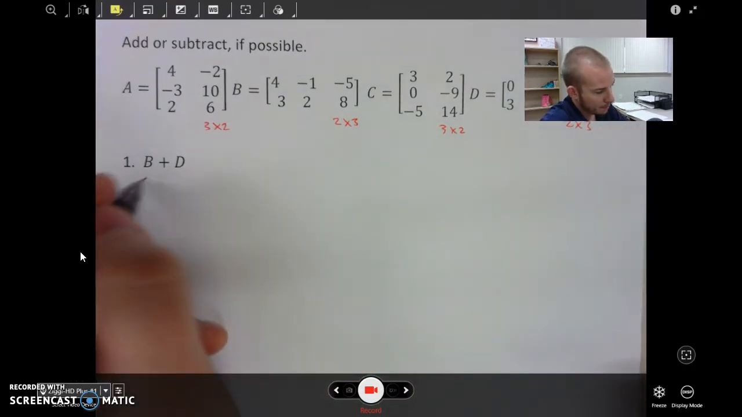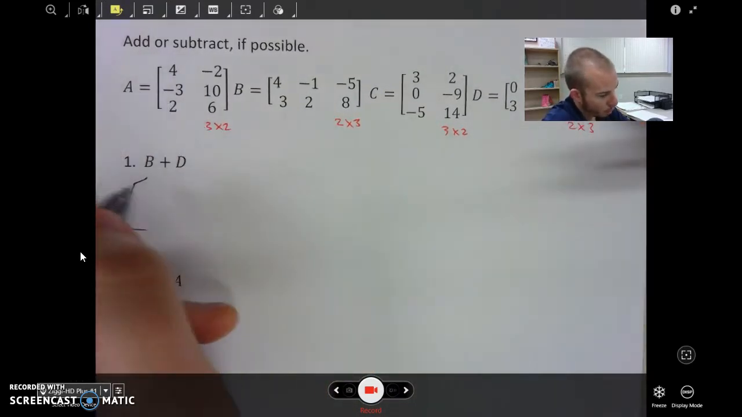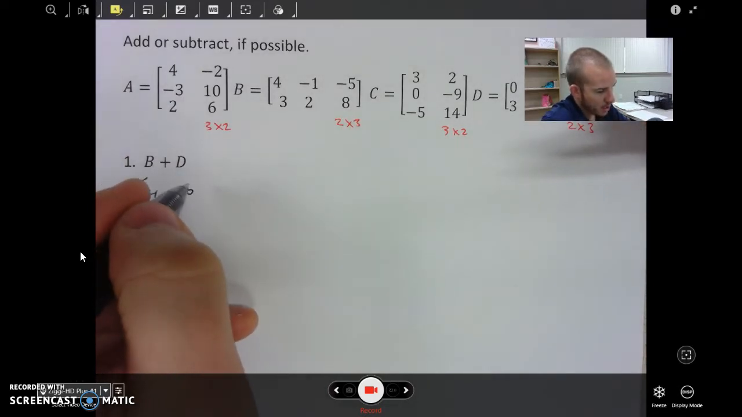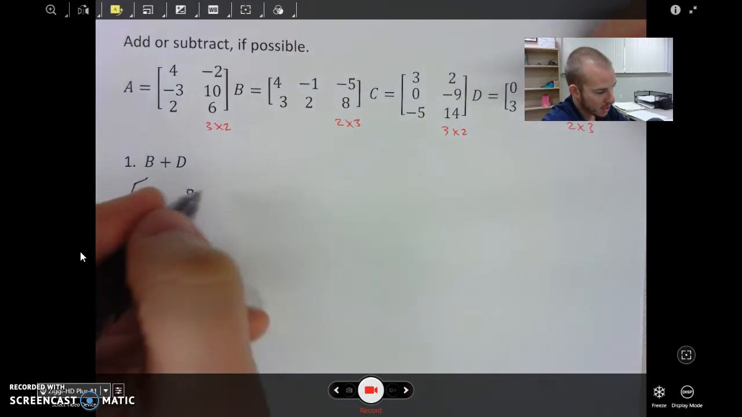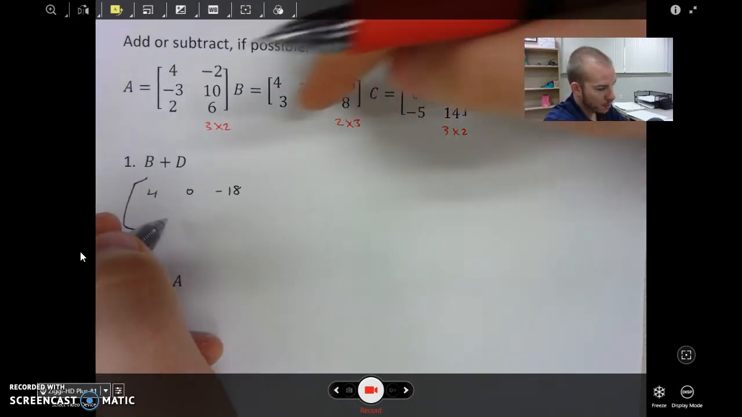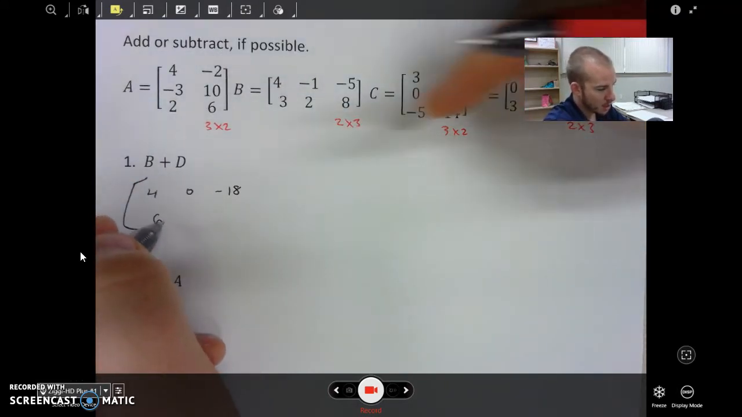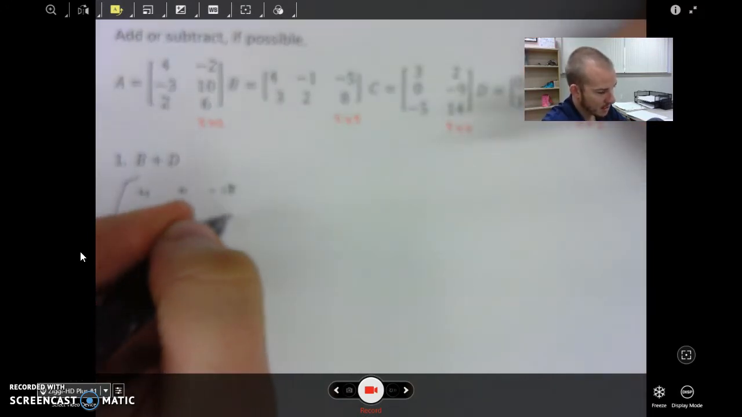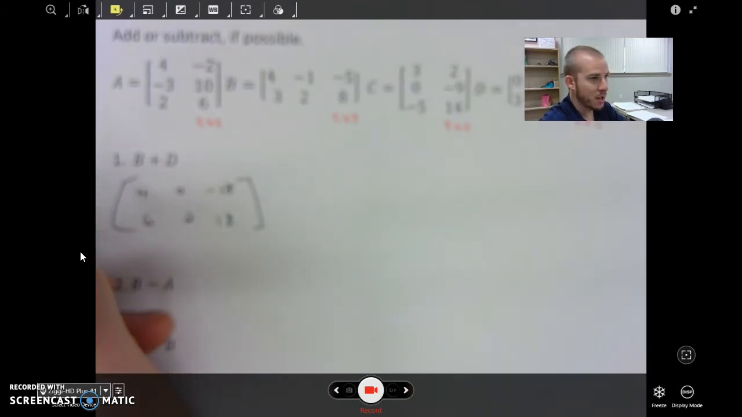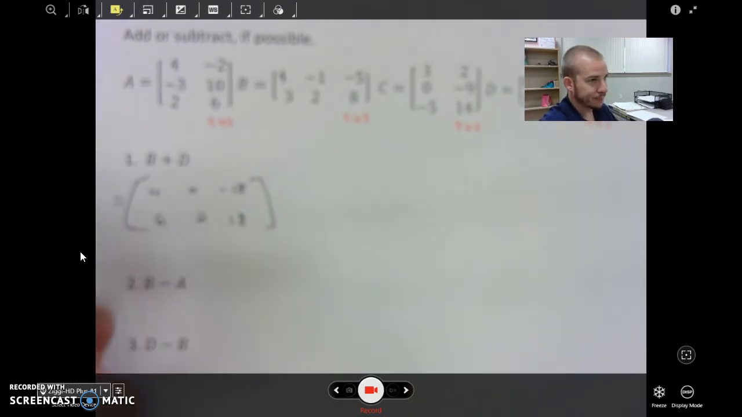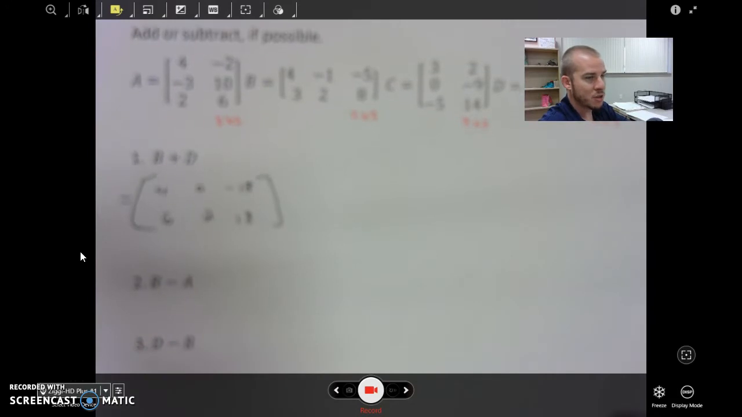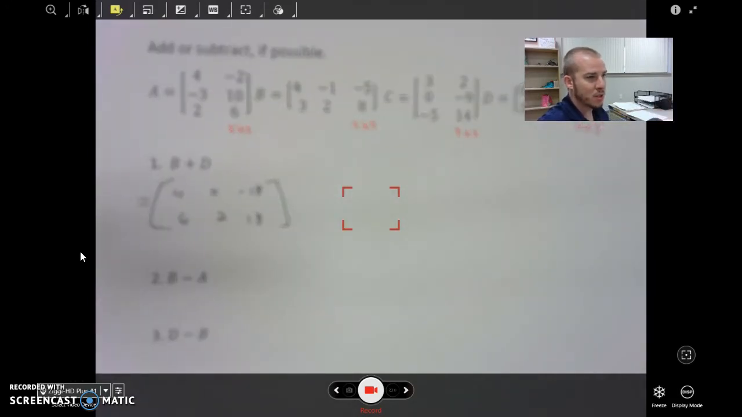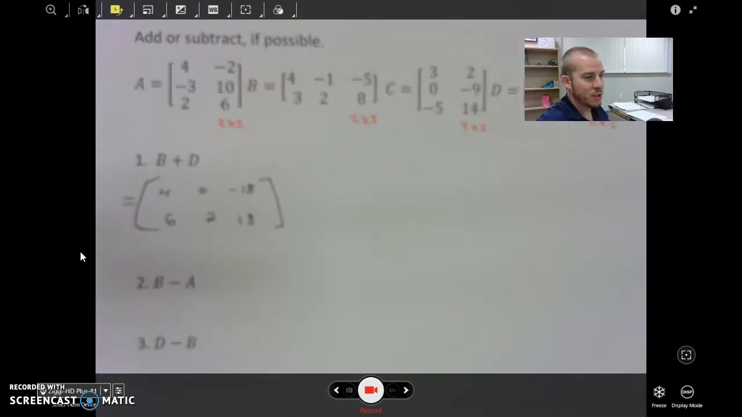So this is going to become 4 plus 0 is 4. Negative 1 plus 1 is 0. Negative 5 minus 13 is negative 18. 3 plus 3 is 6. 2 plus 0 is 2. 8 plus 10 is 18. And this is my new matrix, B plus D right here. Okay, and that's how you're going to add and subtract matrices, just like this every other time.